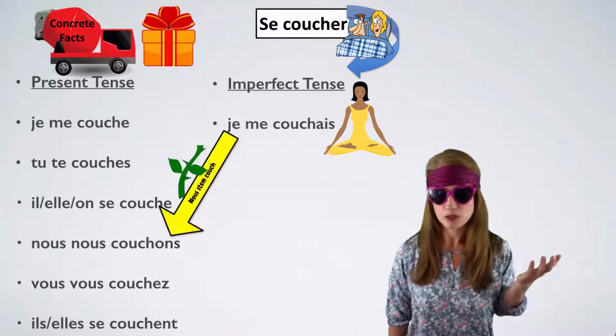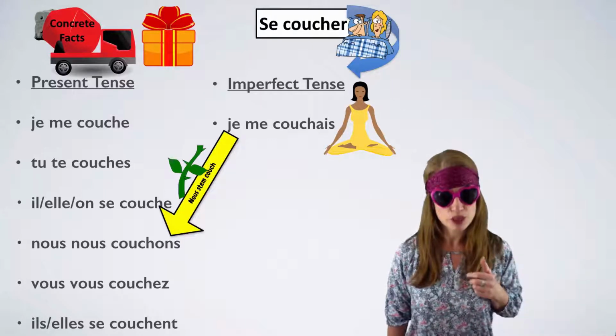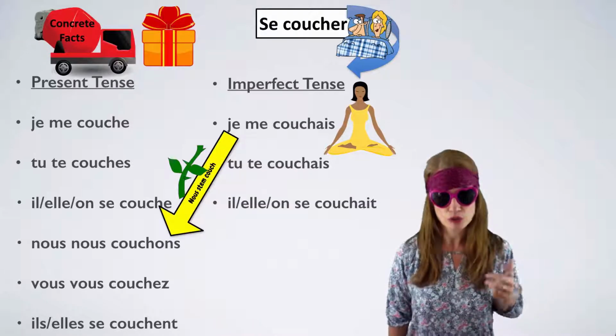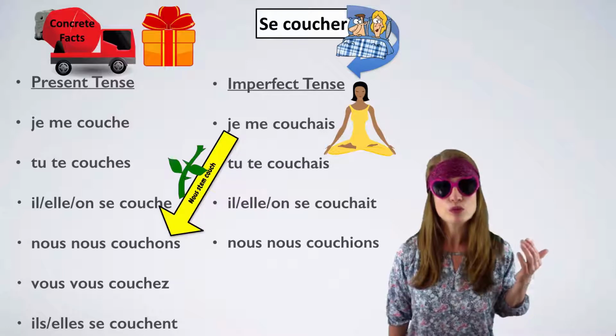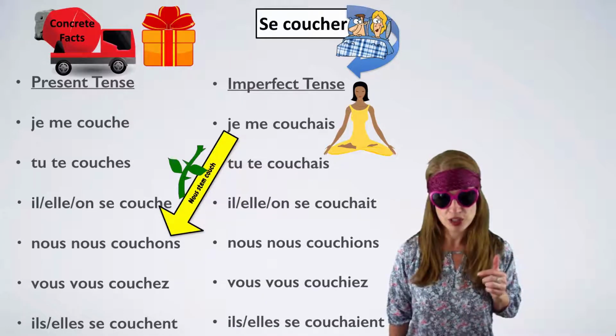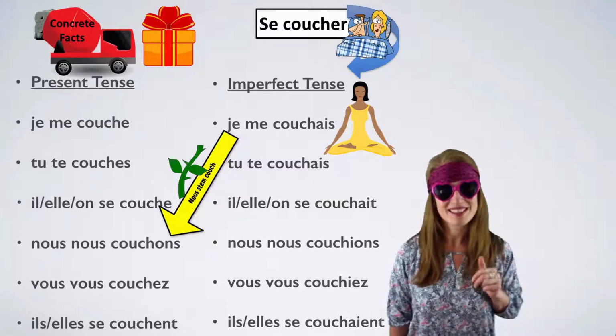Imperfect tense, we take the nous stem. Je me couchais. Tu te couchais. Il, elle, on se couchait. Nous nous couchions. Vous vous couchiez. Ils, elles se couchaient. The first three and the last one sound the same.